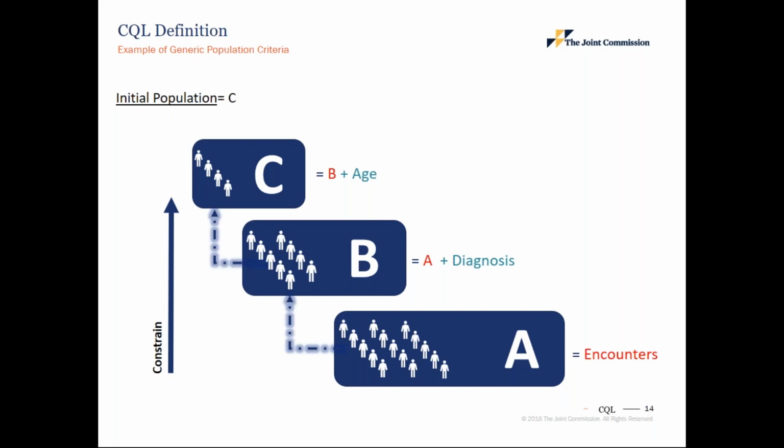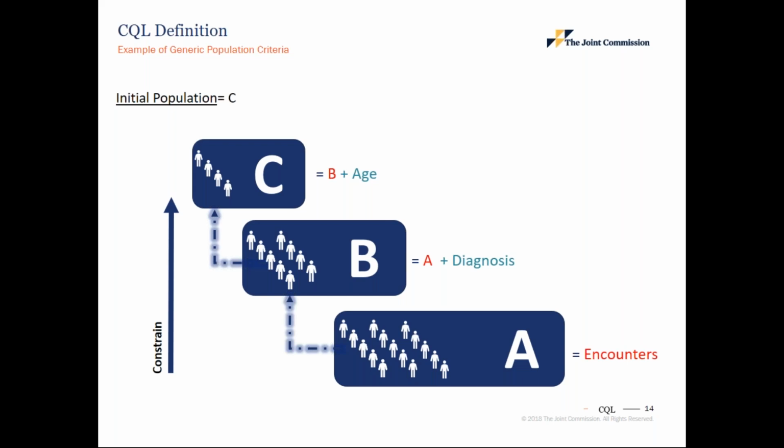So in this piece of logic, what we're looking for is a specific encounter type. So for example, an inpatient encounter or an ED encounter. Keeping that in mind and moving up to block B, rather than repeating the previous encounter logic, we simply call out the definition of title A and add logic for diagnosis. So then by definition, B equals A plus diagnosis. Using that same pattern in block C, we'll call in definition B and add age criteria.